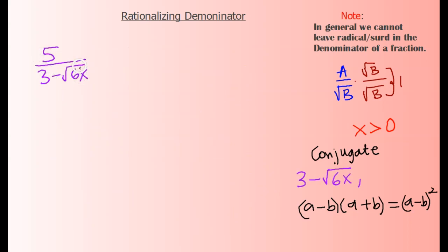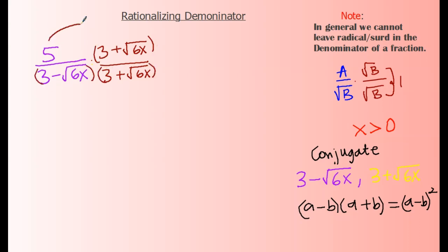Okay, so we have this expression to rationalize. The denominator is 2 terms, so we need a conjugate. The conjugate of this is just going to be plus. So the conjugate has 3 plus root of 6x here. So we are multiplying the numerator by 3 plus root of 6x, all over the same thing, root of 6x. When we do that, this is 2 terms, so you cover it with parentheses.